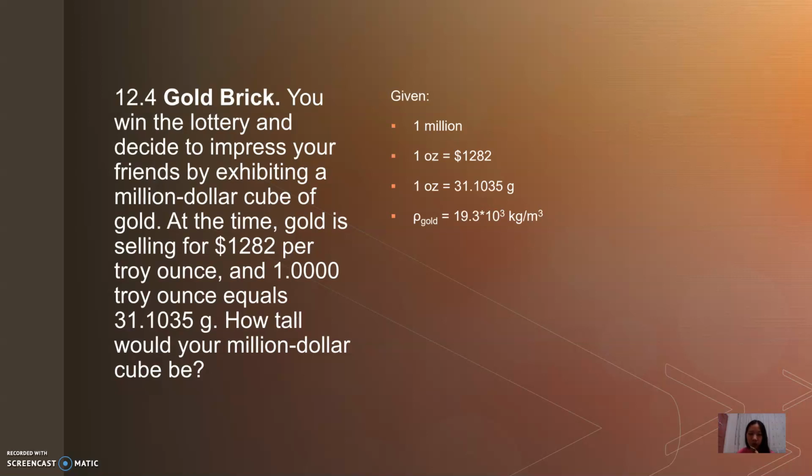You have $1,000,000. Gold is selling for $1,282 per troy ounce. 1 ounce is equal to 31.1035 grams. And the density of the gold is 19.3 times 10 to the third kilograms per cubic meter. So for $1,000,000, you can buy 780.03 ounces or 24.26 kilograms.